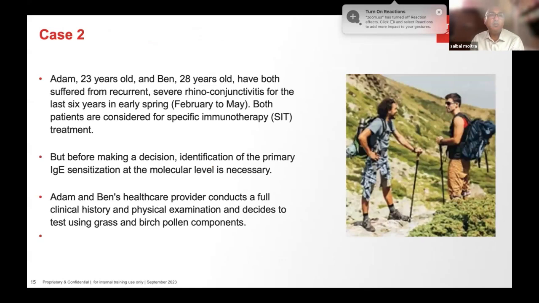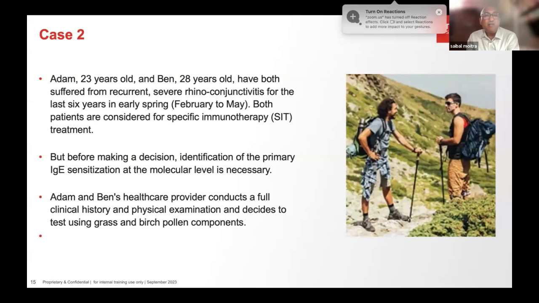A 23-year-old man, Adam, and 28-year-old Ben have both suffered from recurrent severe rhinoconjunctivitis for the last 6 years in the spring, which we call spring catarrh. Both the patients are considered for specific immunotherapy by the healthcare provider. But before making a decision, identification of the primary IgE sensitization at the molecular level was important.